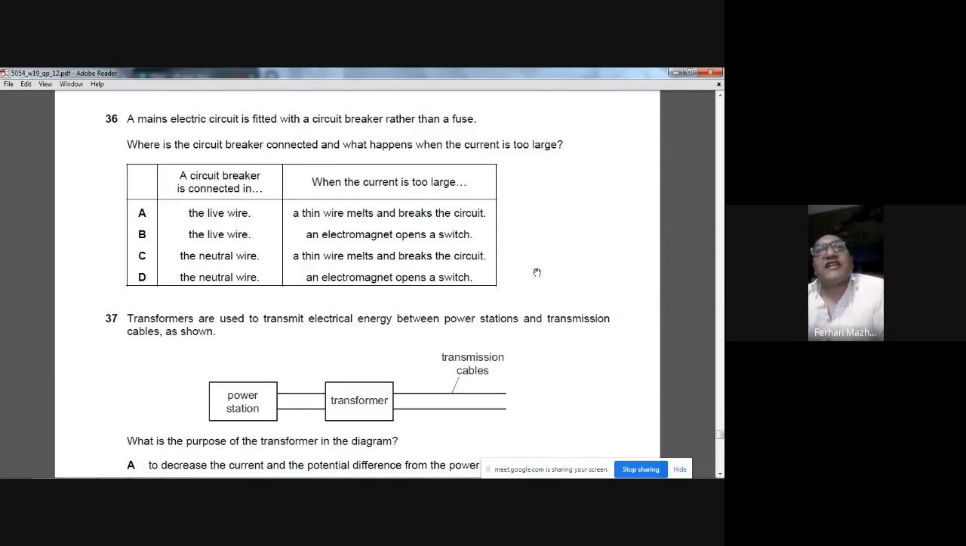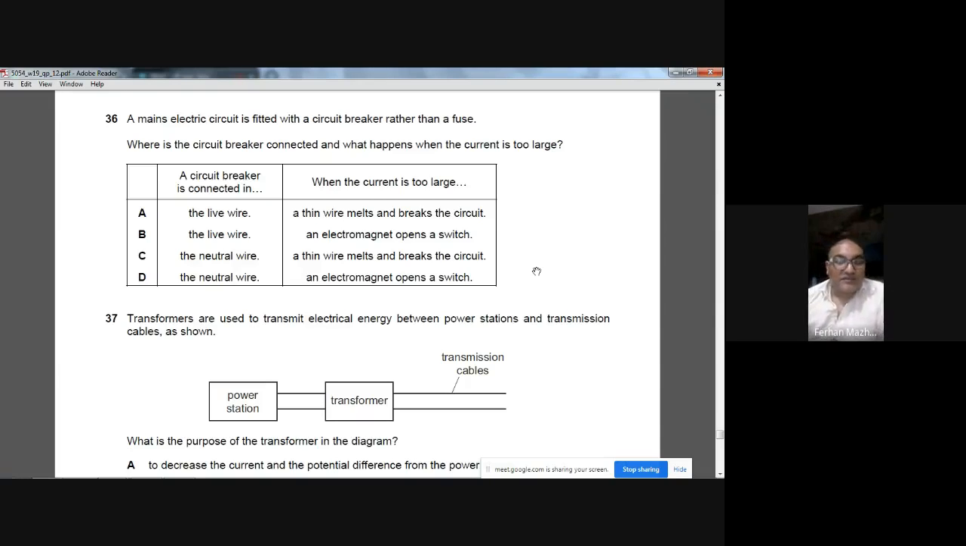Question 36. A main electric circuit is fitted with a circuit breaker rather than a fuse. Where is the circuit breaker connected, and what happens when the current is too large? Circuit breaker is always connected in the live wire, and when the current is too large, the circuit breaker will trip. The electromagnet in it will open the switch. The live wire, we will connect A or B. Out of A or B, we have the option a thin wire melts and breaks. No. B is the right option, the live wire, an electromagnet opens a switch.